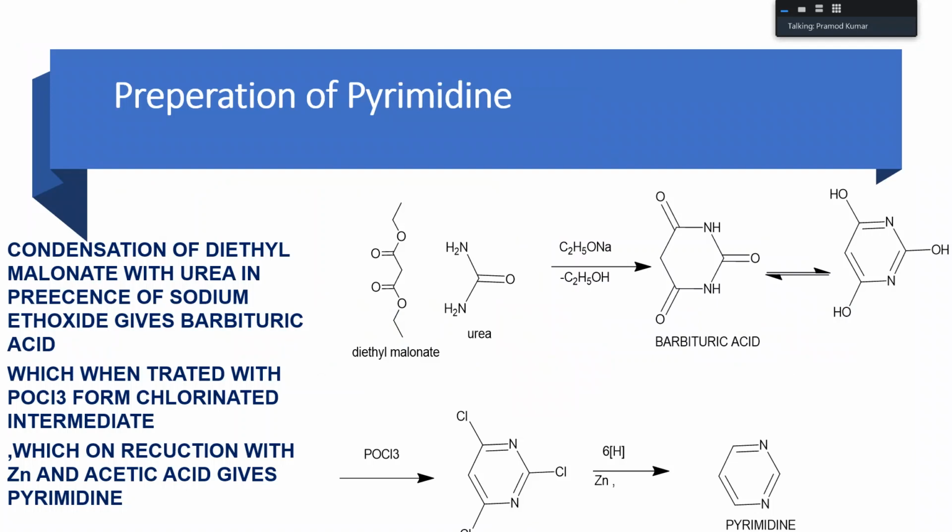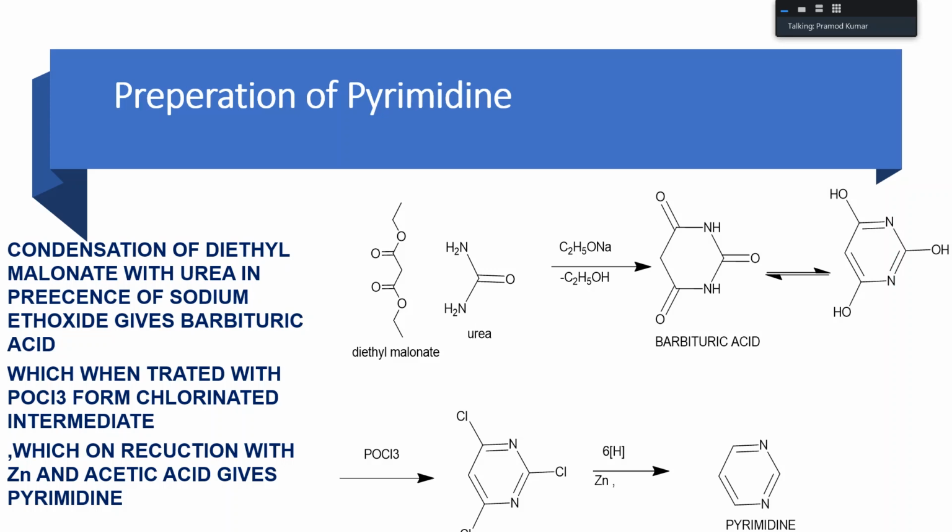What is this diethyl malonate? It is a CH2 group, an active methylene, connected to two esters. Diethyl malonate is the same as malonaldehyde, but instead of aldehyde, you get an ester. You treat it with urea. When you treat it with urea, there is a nucleophilic addition. Urea nitrogen attacks on the carbonyl carbon. Ethanol is lost. You get a barbiturate.